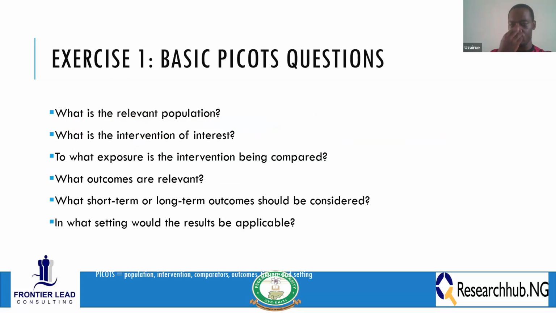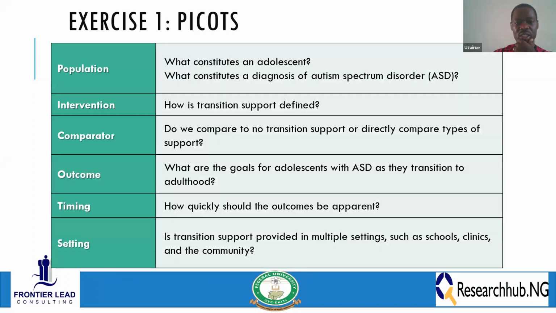So for a PICO question, for example, what is the relevant population? What is the intervention of interest? To what exposure is the intervention being compared? What outcomes are relevant? What short-term or long-term outcomes could be considered? Then the next is, in what setting would the result be applicable? So that's also very essential. This is what it would be for that particular type of question.